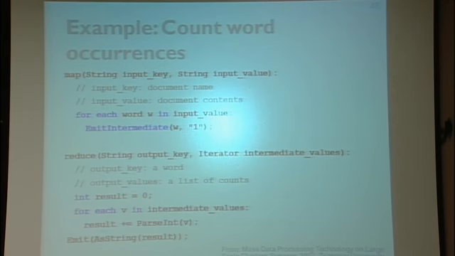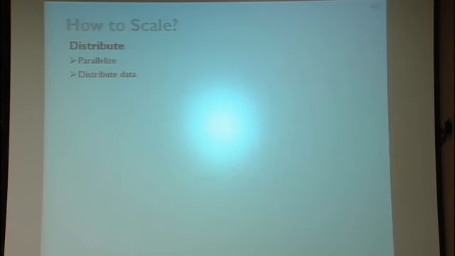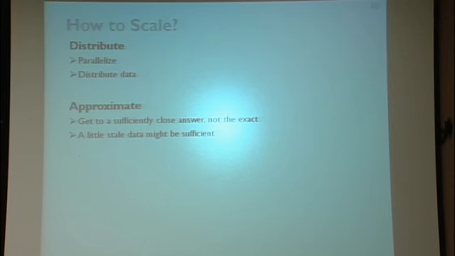So at this level, the data center level, what do you have to do to scale? You need to distribute data. And you need to parallelize, because if all the data is in one machine, it doesn't help. You need to have parallelism to scale it here. Another interesting thing you can do is approximate.